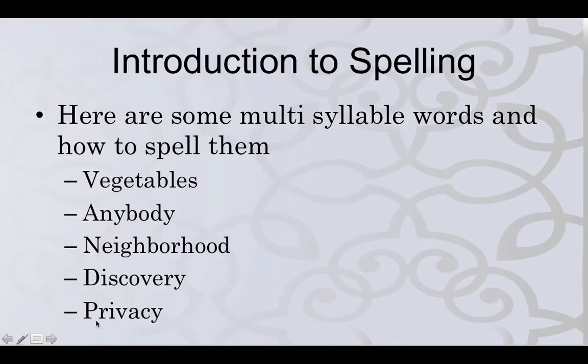Next, P-R-I, pri. Okay. V-A, va. Pri-va. C-Y, cy. Pri-va-cy. Privacy. The word is privacy. Okay? So notice how I combined consonants and vowels to make syllables, and then I combined the syllables to make words. This is how you do spelling in the English language, correct?